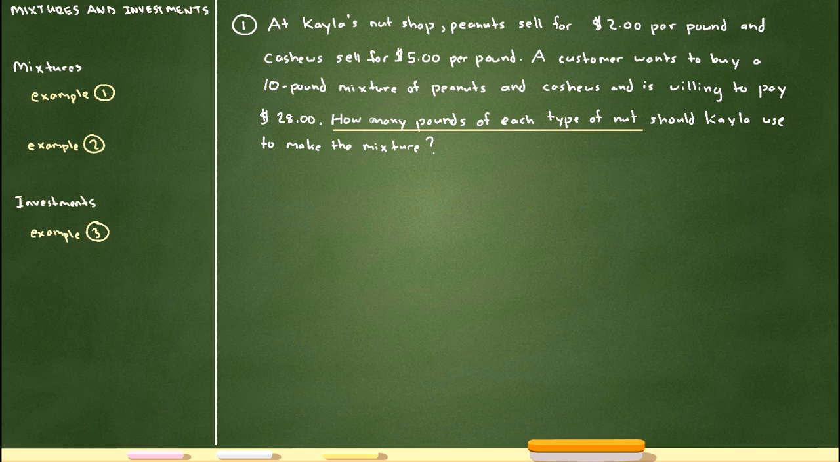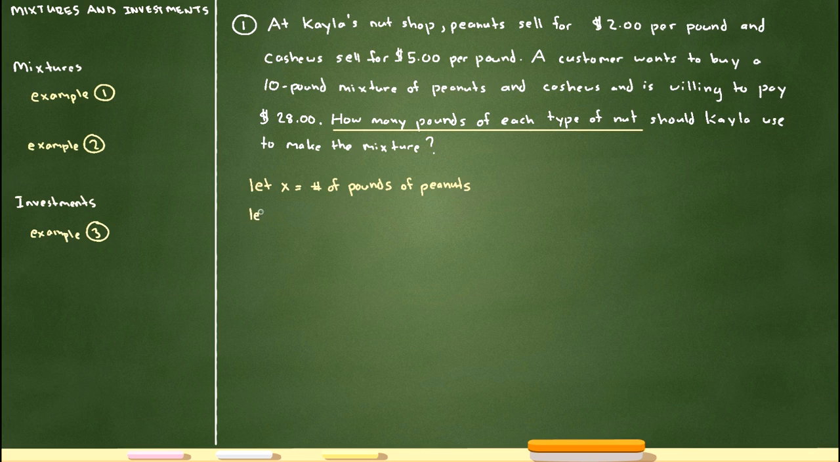So the question wants to know how many pounds of each type of nut. So we have peanuts and we have cashews. So let's take advantage of x and y. Let's just use x and y for the variable names. So we could say let x equal the number of pounds of... Now we have two types of nuts here. We have peanuts and cashews. So let x represent the number of pounds of peanuts.